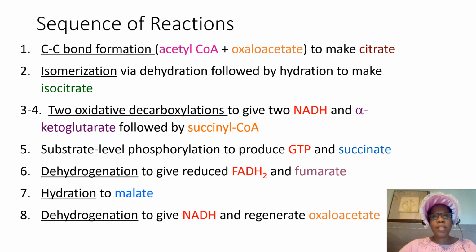You will see 2 oxidative decarboxylations where we get rid of 2 carbon dioxides. So now, since we have isocitrate, which is 6 carbons, in step 3 we're going to lose a CO2 and get a 5-carbon molecule. In step 4, we're going to lose a CO2 and get a 4-carbon molecule. That's going to be carried throughout the citric acid cycle, ending up as oxaloacetate. We're going to see substrate-level phosphorylation, where we have a GTP involved, dehydrogenation. So we're going to utilize the dehydrogenase, FADH2, hydration to make malate, and dehydrogenation to give us NADH.